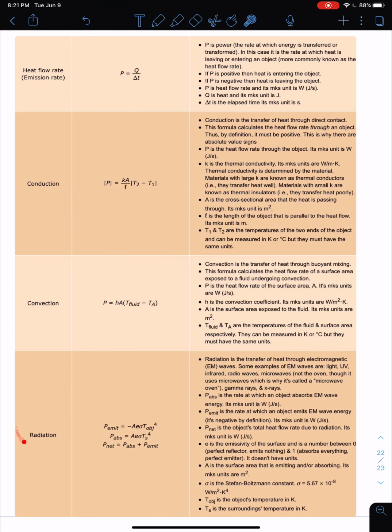And then the last one is radiation. This is the transfer of heat through electromagnetic waves. We commonly just say EM waves. There are lots of examples of EM waves: light, ultraviolet, infrared, radio waves, microwaves, gamma rays, X-rays. These are all examples of electromagnetic waves.